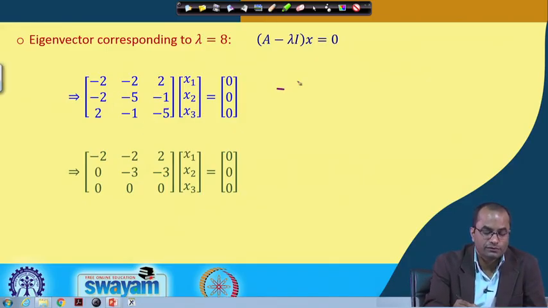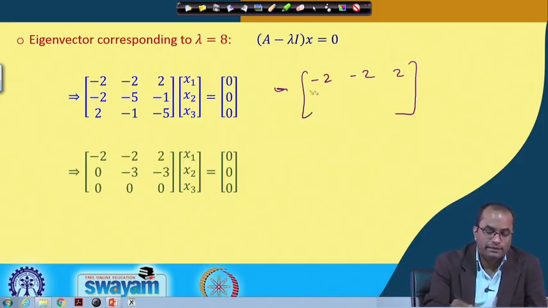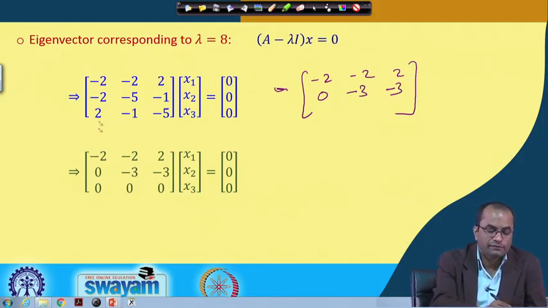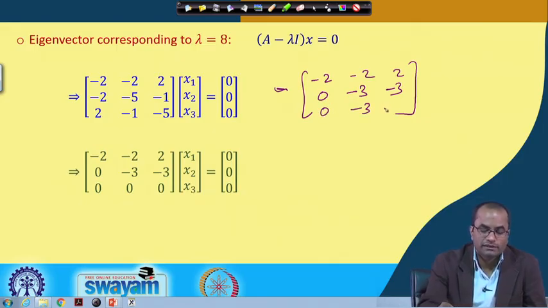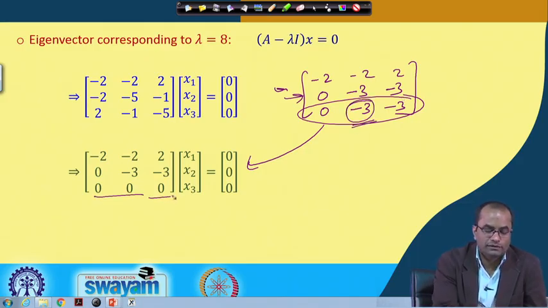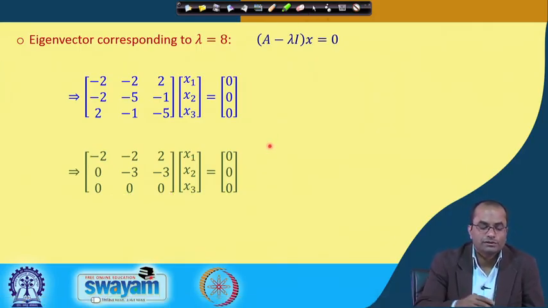So, in the first step what do we get? It is minus 2, 2, and then here we have 0, and then minus 3 and minus 3. Here, when we add row 1 and row 3, we get 0, minus 3 and minus 3. So, again with the help of the second row we can get rid of this number minus 3, and this will also become 0. So, this is the row reduced echelon form for the system of equations for this matrix.